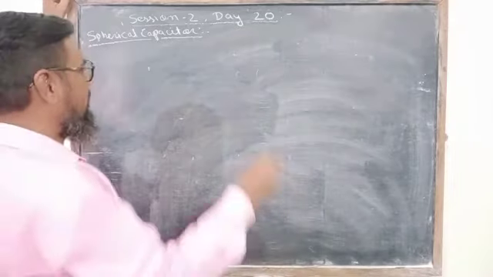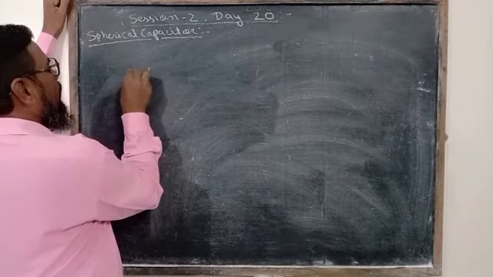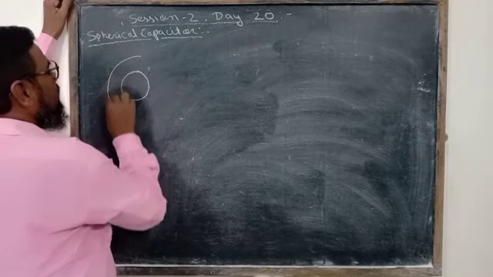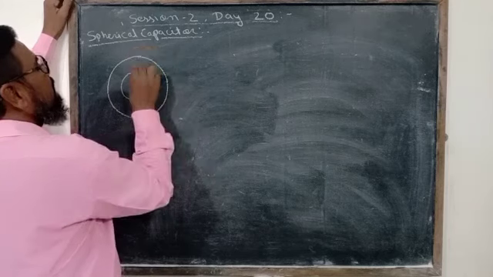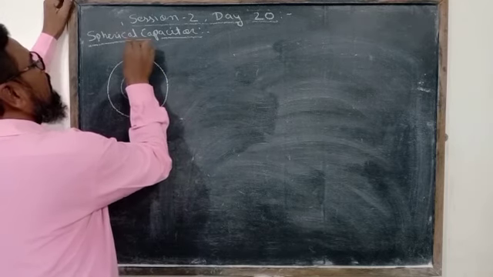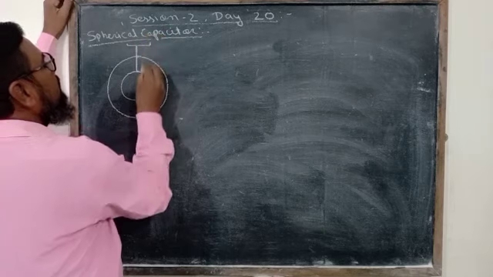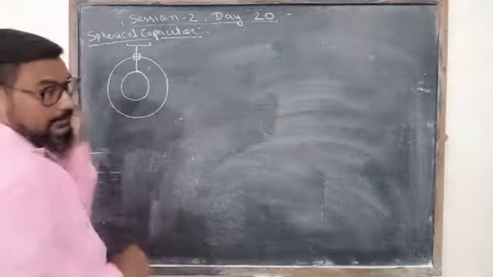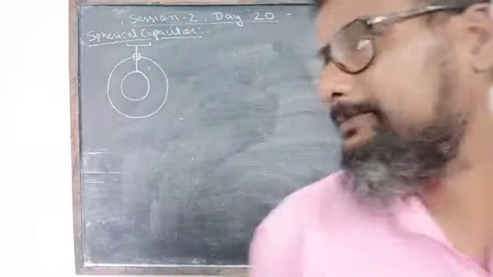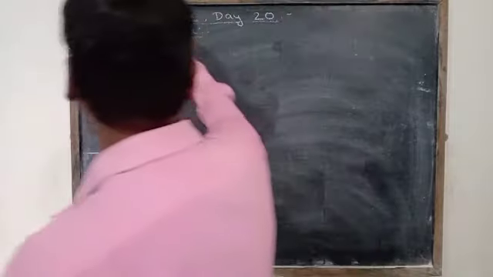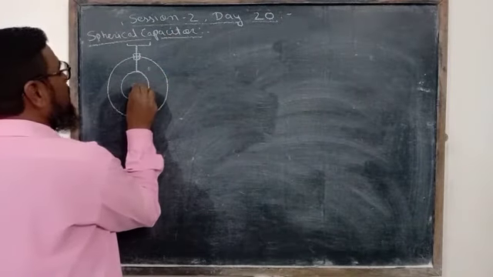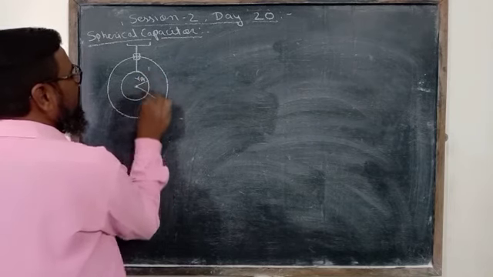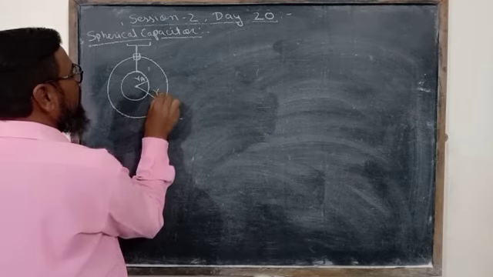In a spherical capacitor, there are two concentric hollow spheres and a plate is provided, and it crosses the outer sphere untouched, and this plate is connected to the inner sphere. The radius of the inner sphere is Ra and the radius of the outer sphere is Rb.